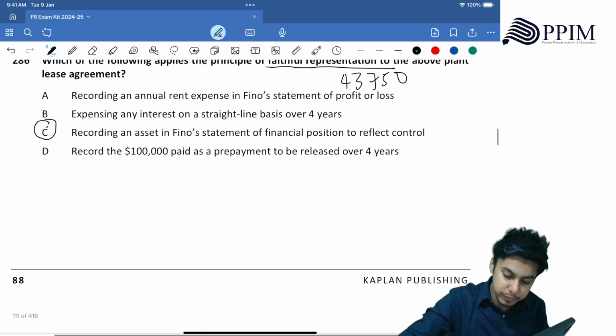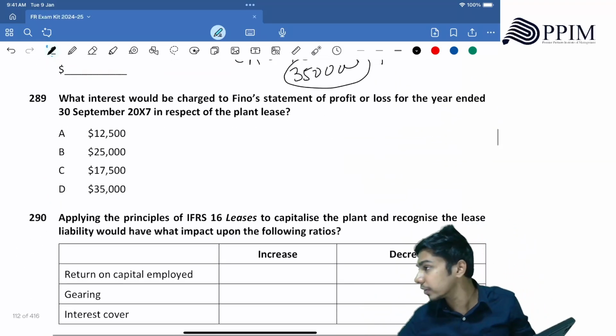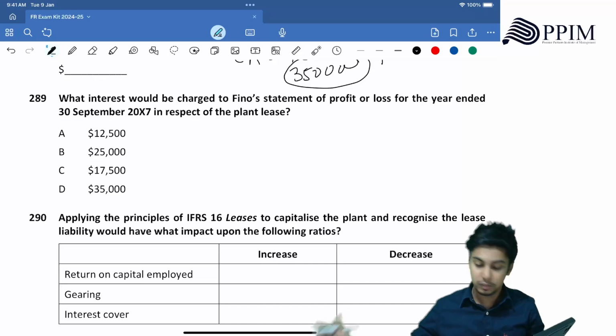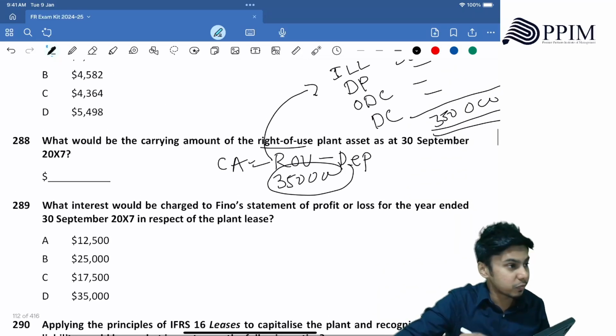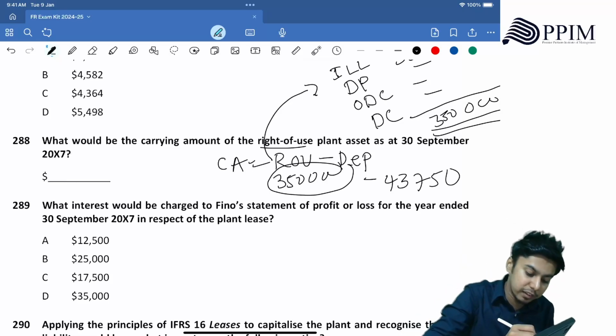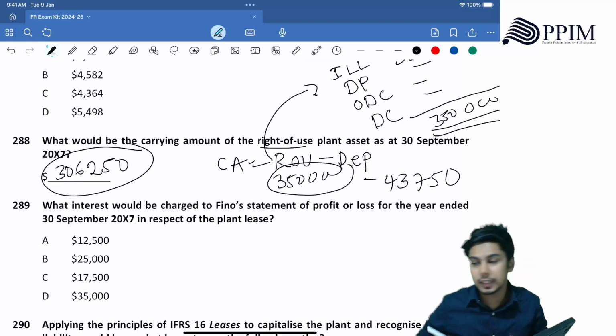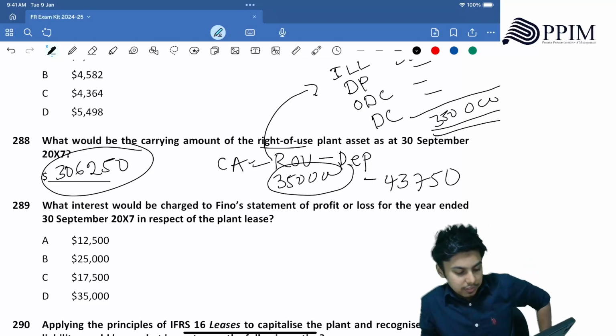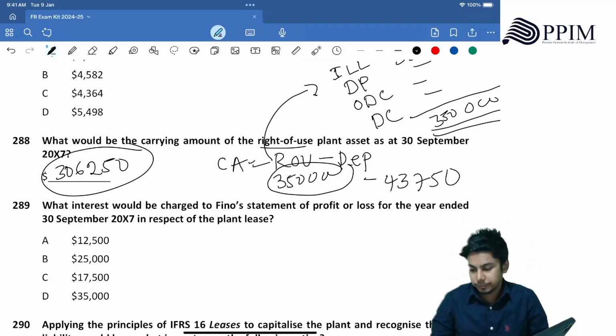Now take this depreciation and deduct it from this part. Minus 43,750. Now can you get your carrying value? 306,250. Done. That's your answer.